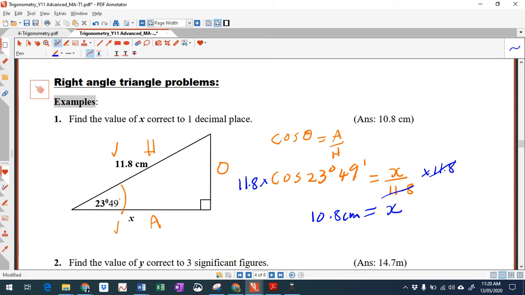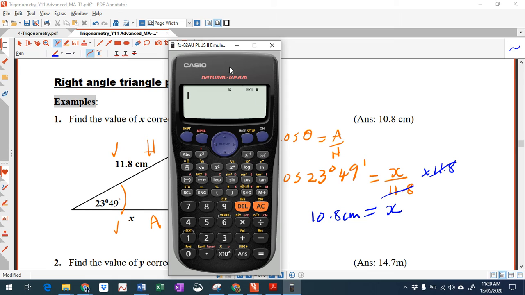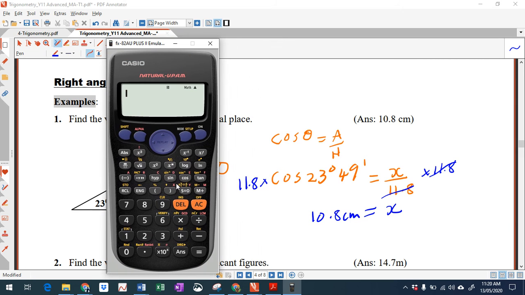Now on your calculator, how do you do that? You are going to do it like this. Okay, so you're going to put in 11.8 multiplied by cosine 23 degrees, 49 minutes, close bracket, equals. There you go, 10.8 to 1 decimal place.